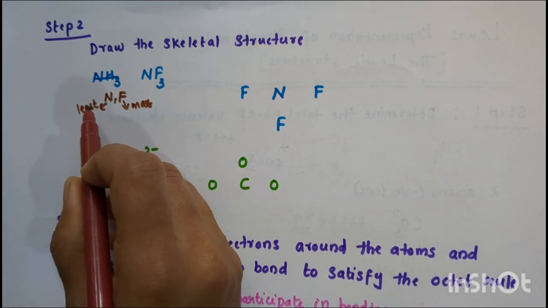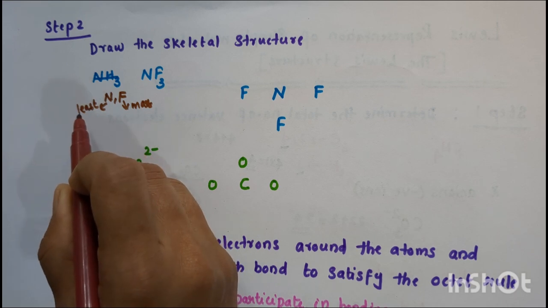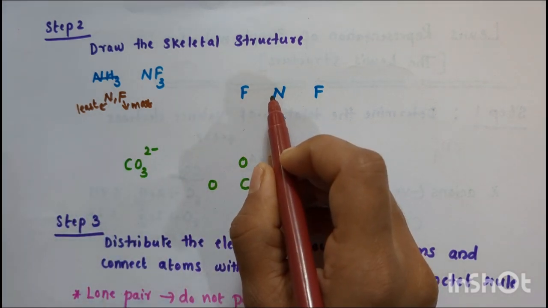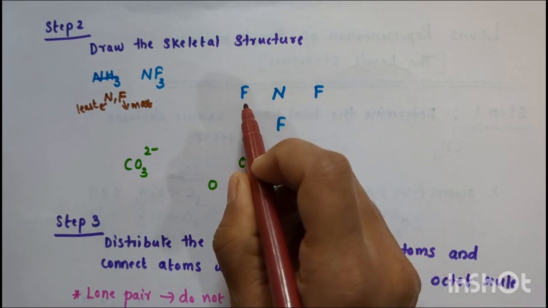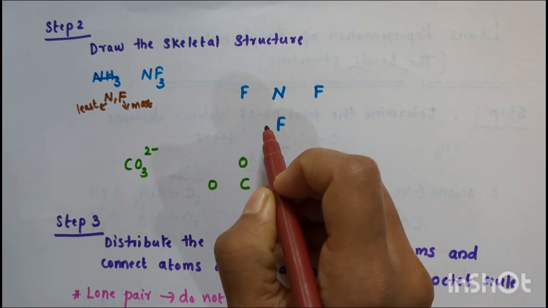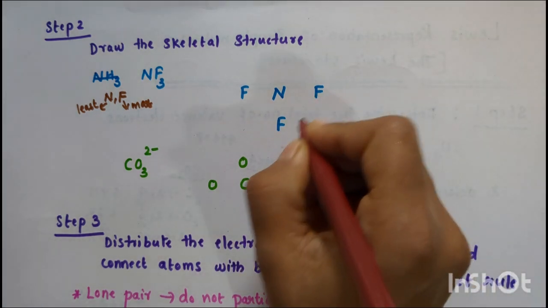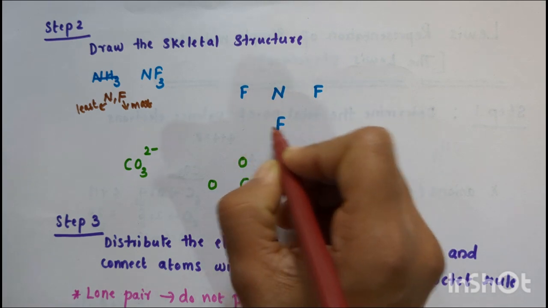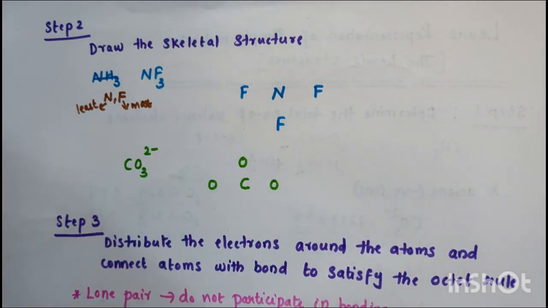So the least electronegative atom would be placed in the center. Nitrogen is the central atom, and fluorine occupies the terminal positions. The surrounding atoms will be fluorine, and nitrogen will be at the center. So this is the skeletal structure for NF3.